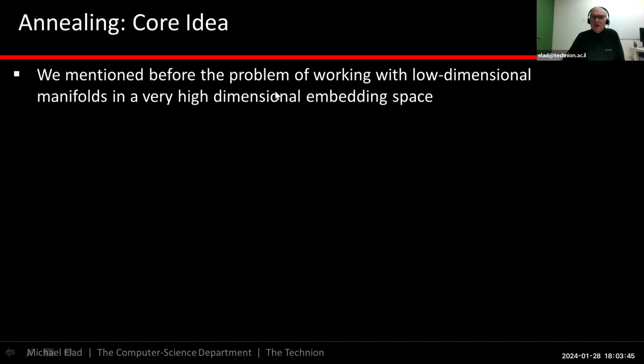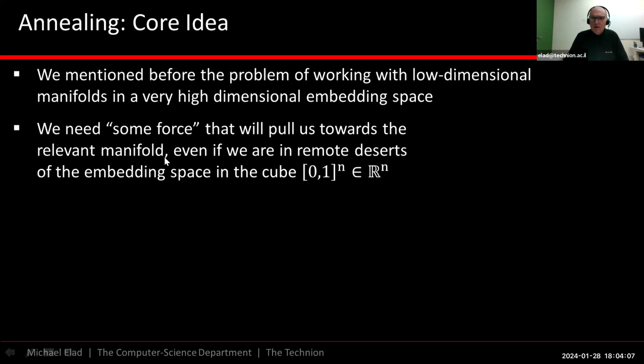Here is the core idea, annealing. I remind you of the main problem that we are suffering from. In the 1 million dimensional space, there is a manifold, a very thin manifold. You threw me away at some point, and I'm trying to make my way back to the manifold in order to sample from it. Now I need some magnet to pull me to the manifold. What is this magnet? What is this force that will push me in the proper direction?